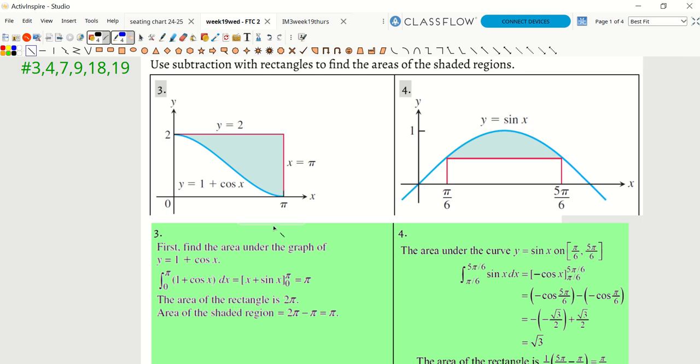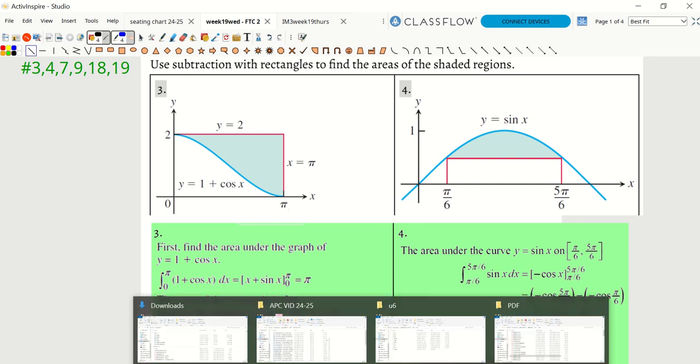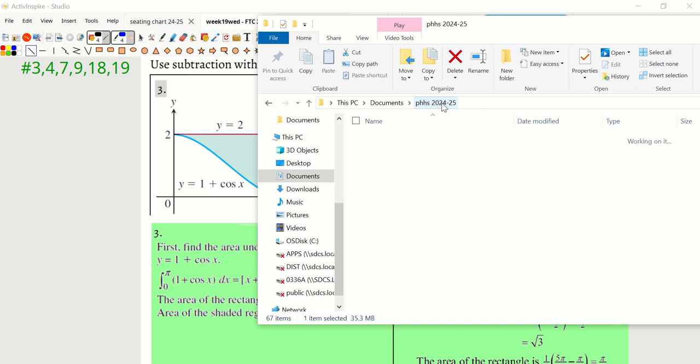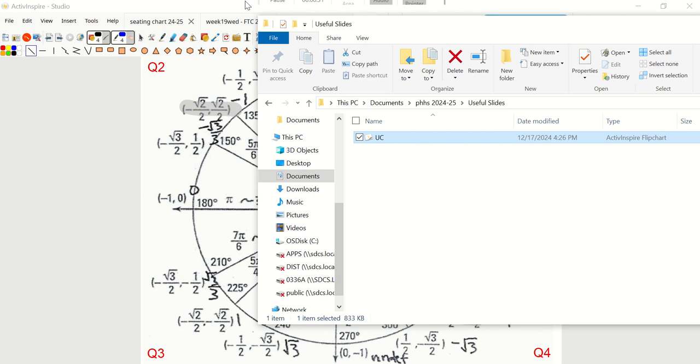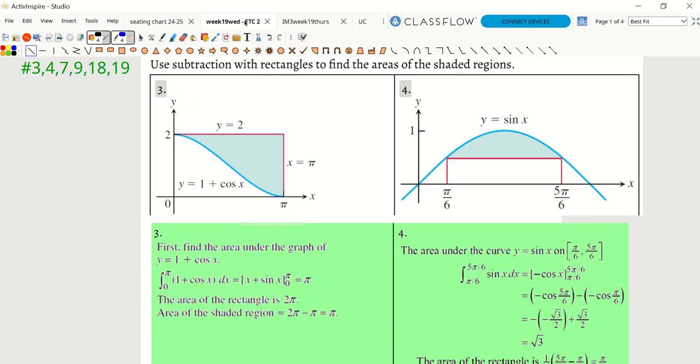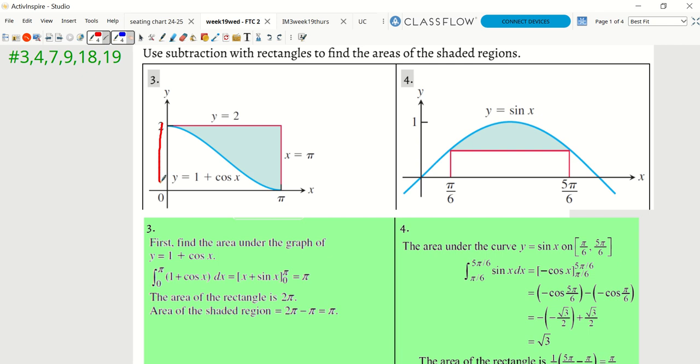Okay, so let's see if I can pull up the unit circle here. Okay, so now number 3, we basically want the area of the shaded region, which is the area of the rectangle minus the white zone, which leaves us with the shaded, which is what we want. So the area of the rectangle is going to be 2 times pi.